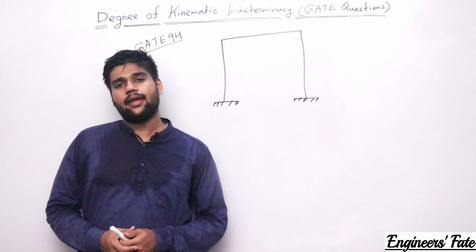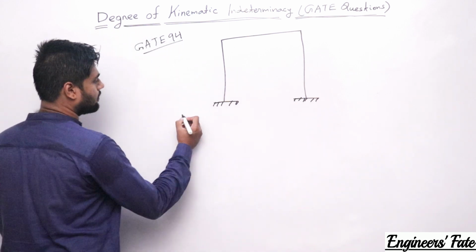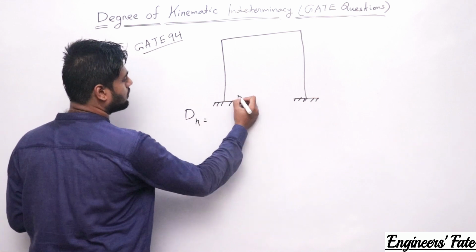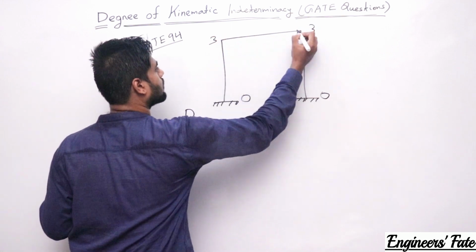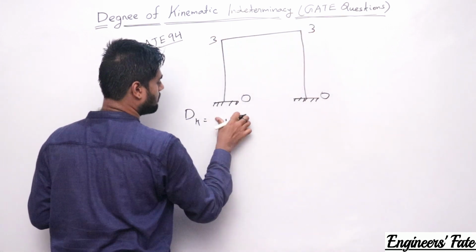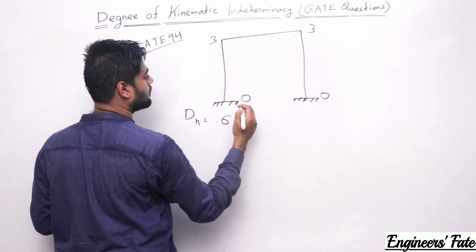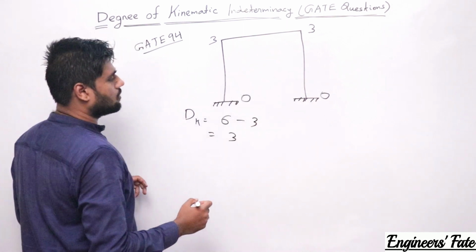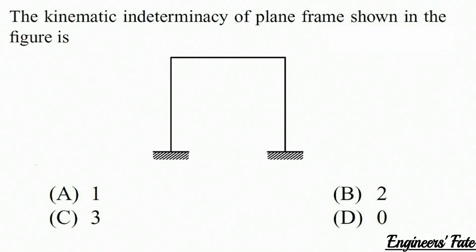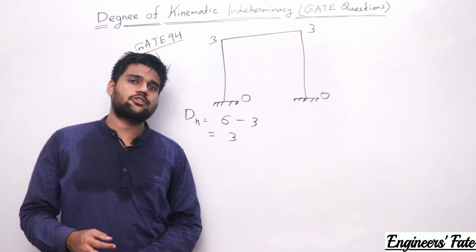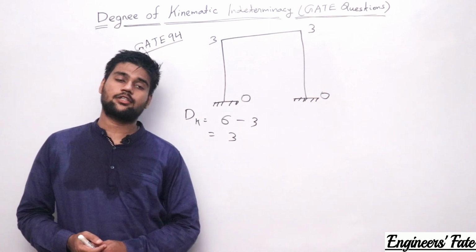So this is a single bay portal frame fixed at the base. Let's find DKR. Fixed end 0, fixed 0, here 3, here 3. So DKR equal to 6 minus the number of members. How many members are there? 1, 1, 1, 3 members. DKR equal to 3. So this is my answer. The next question is also similar to this, so the DKR will be 3. Try the next GATE question.